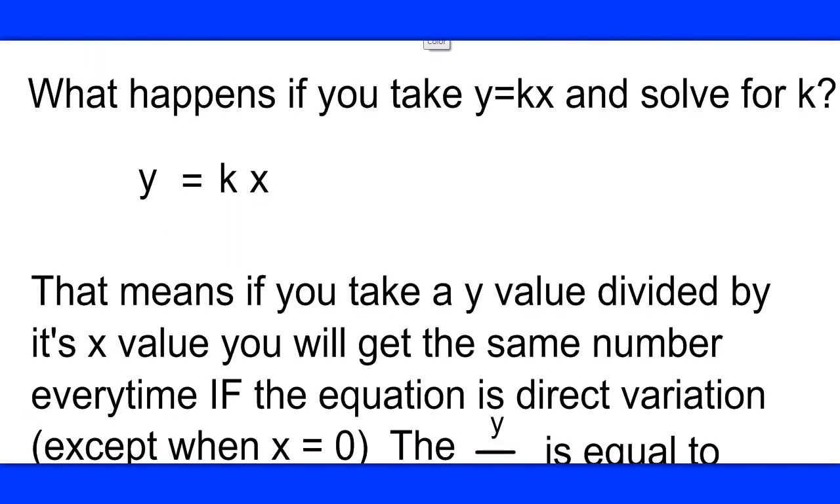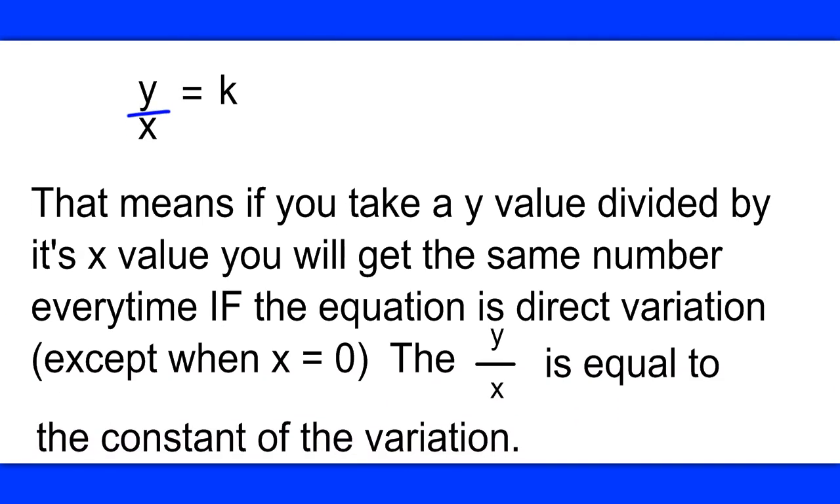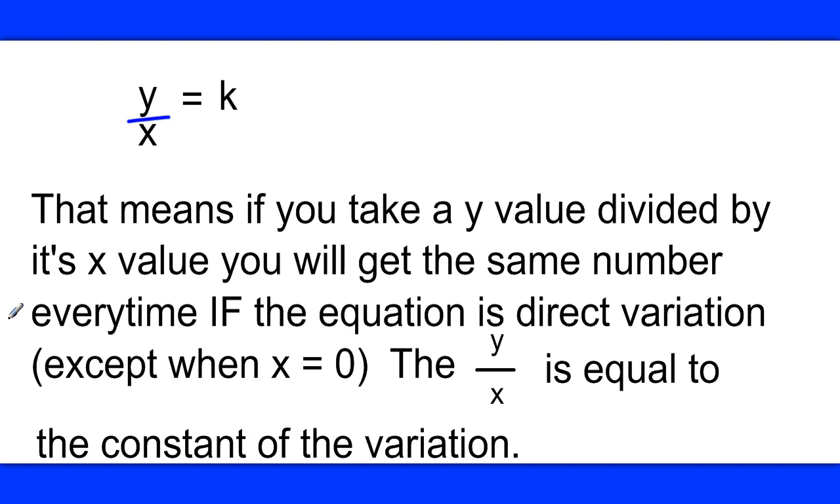Now let's take that equation y equals kx and solve for k. That means get the k by itself. So to do that, you're going to divide both sides by x, which is going to put the x down here. Okay? So that's what it looks like. This tells me that if I take a y value and divide it by the x value from a set of points, every single time I will get the exact same value if the equation is direct variation.